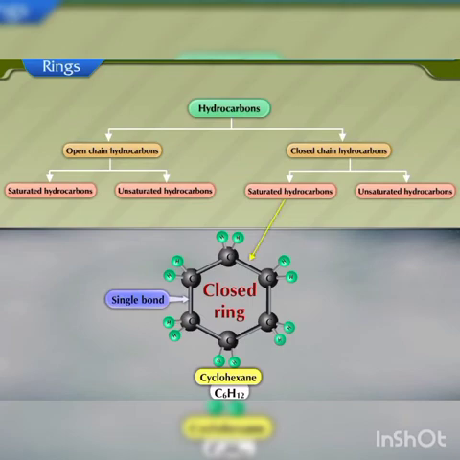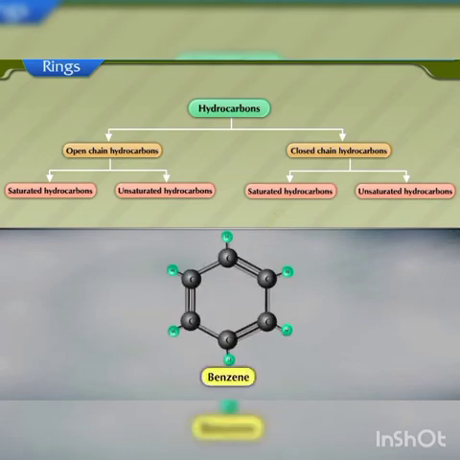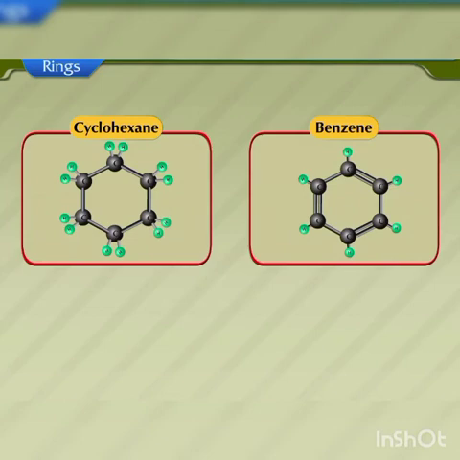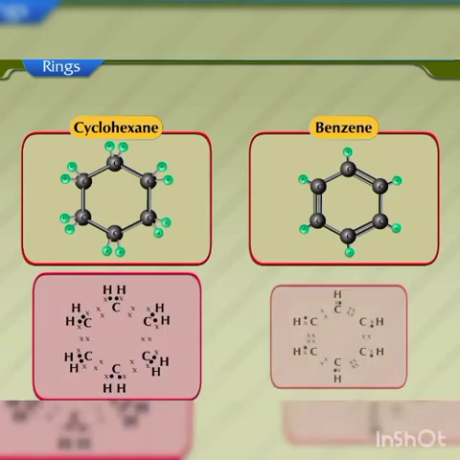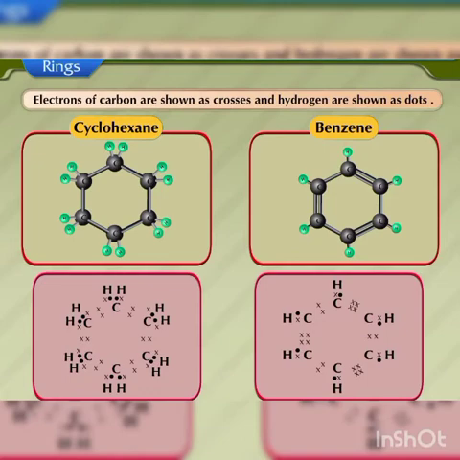This is a saturated hydrocarbon. Let us consider the example of benzene. The molecular formula of benzene is C6H6. A benzene molecule consists of 6 carbon atoms forming a hexagonal ring. There are alternate single and double bonds in the structure. This is an unsaturated hydrocarbon. Let us see the electron dot and cross structures of cyclohexane and benzene. Electrons of carbon are shown as crosses, and the electrons of hydrogen are shown as dots.